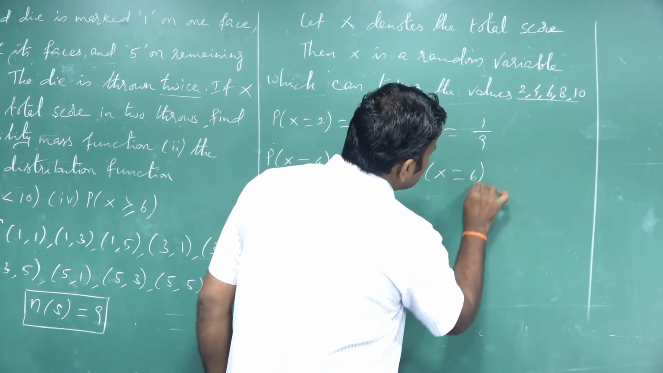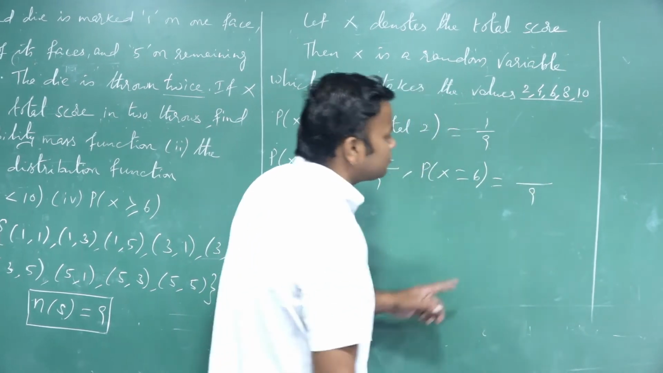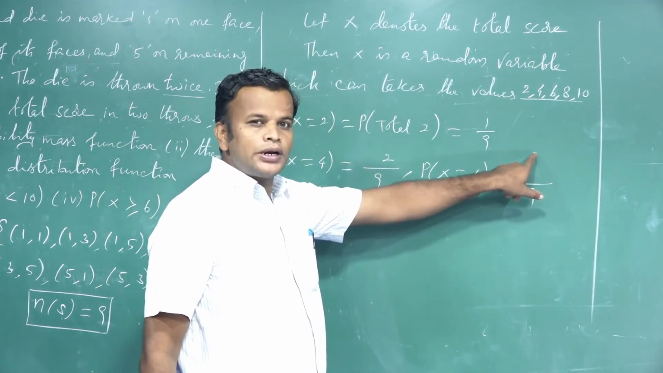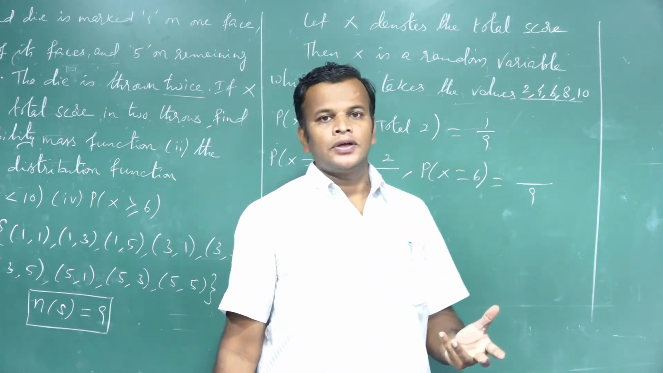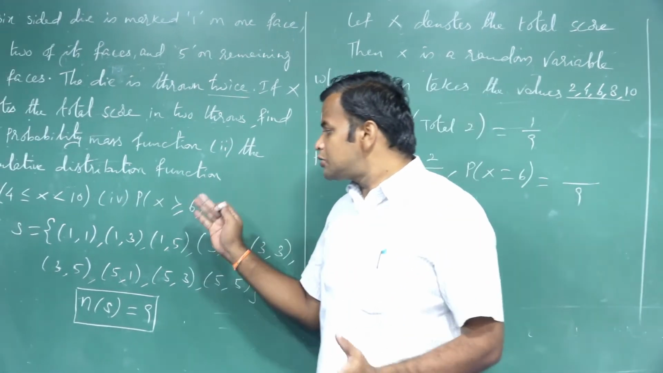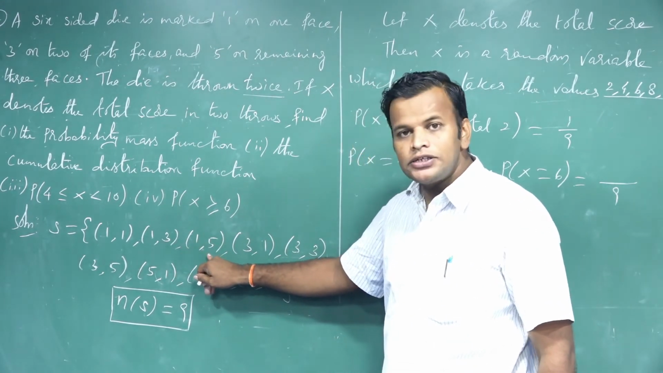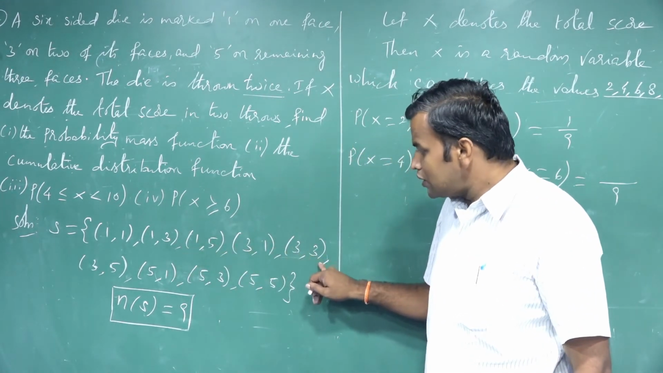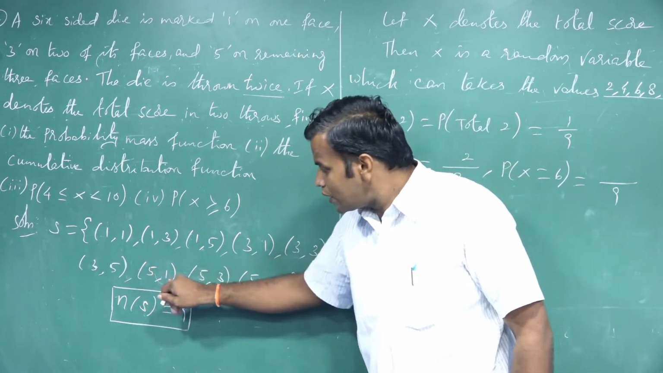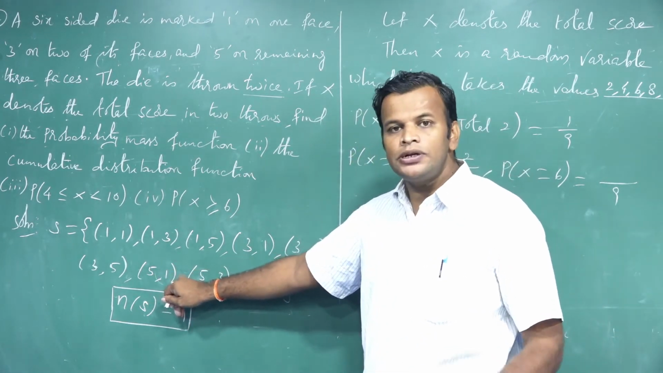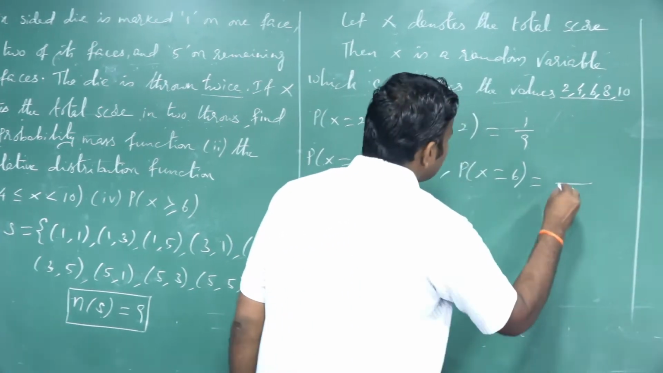P of x is equal to 6, same by n of s. In the numerator, the total is 6. In the sample space, which events add up to 6? 1, 5 adds to 6. 3, 3 is 6. Again 5, 1 is 6. How many events are possible? There will be 3 events. So 3 by 9.